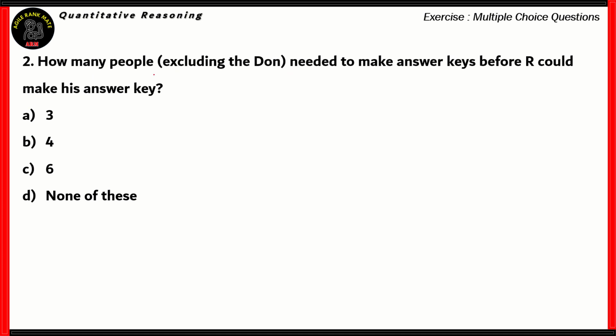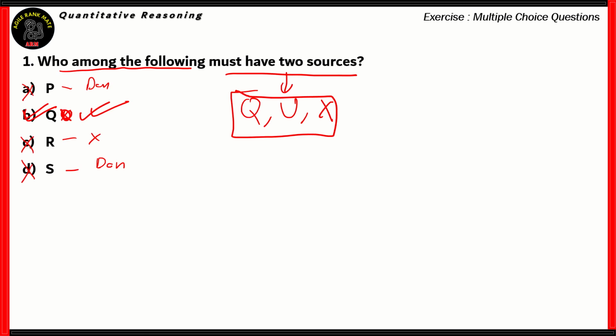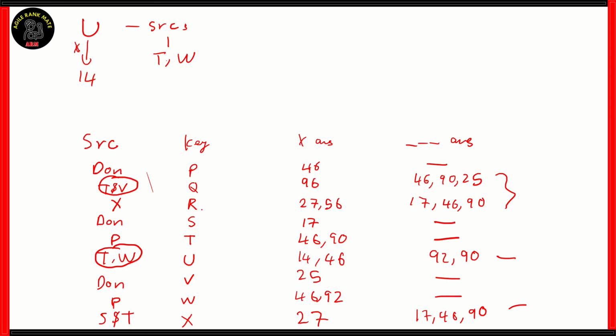Question number 2. How many people, excluding the DON, needed to make answer keys before R could make his answer key? Now, let's look at the table. The source of R is X. The source of X is S and T. Now, T had P as its source. S had its source directly from the DON.